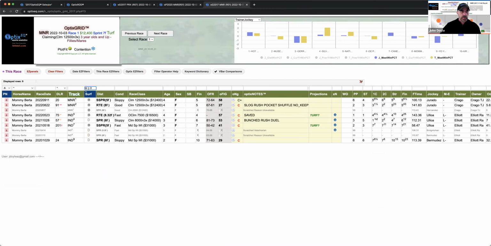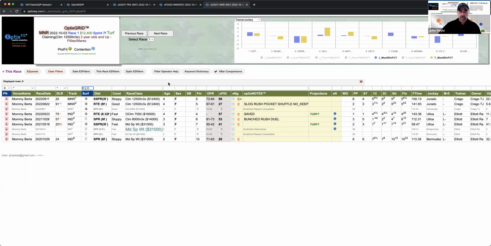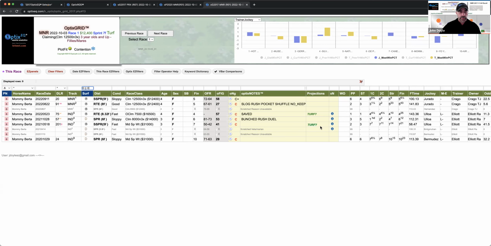So let's look at the 8. First of all, I want to look at the 8's dirt form. Okay, terrible. I mean, just all C's, other than the last race, which was a C+. And by the way, it was the fastest number this horse has ever run, 58. Okay, so I just wanted to point that out. So 58, and that's the last race this horse ran. And you notice the projections. Anytime we had this horse on dirt, there's a couple of projections.